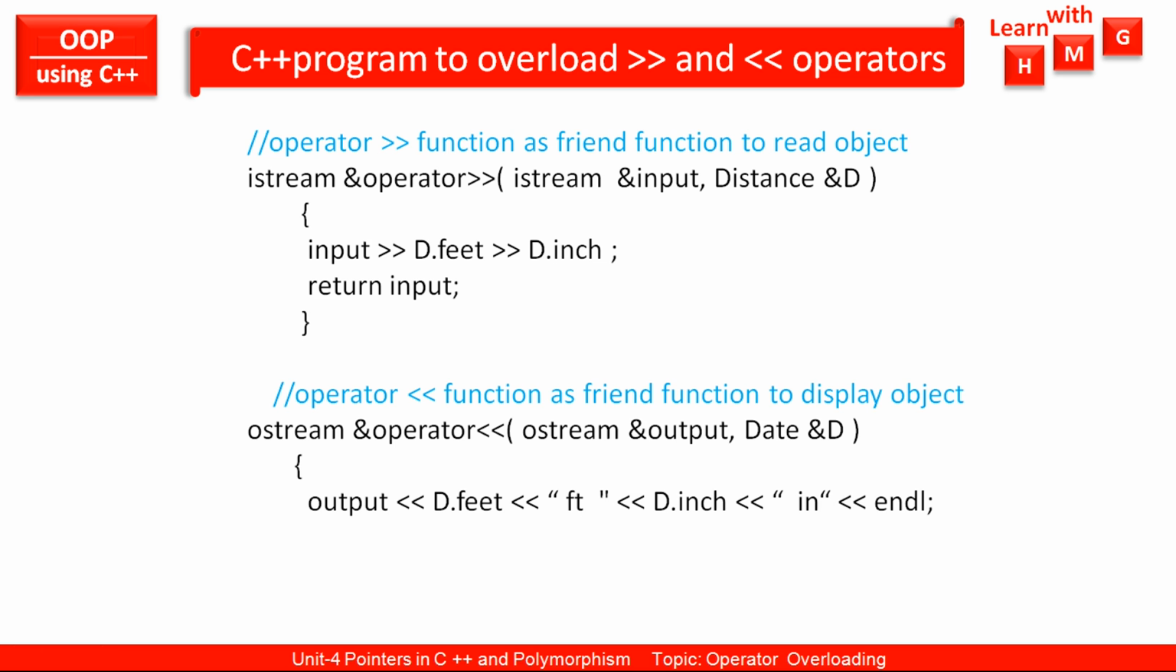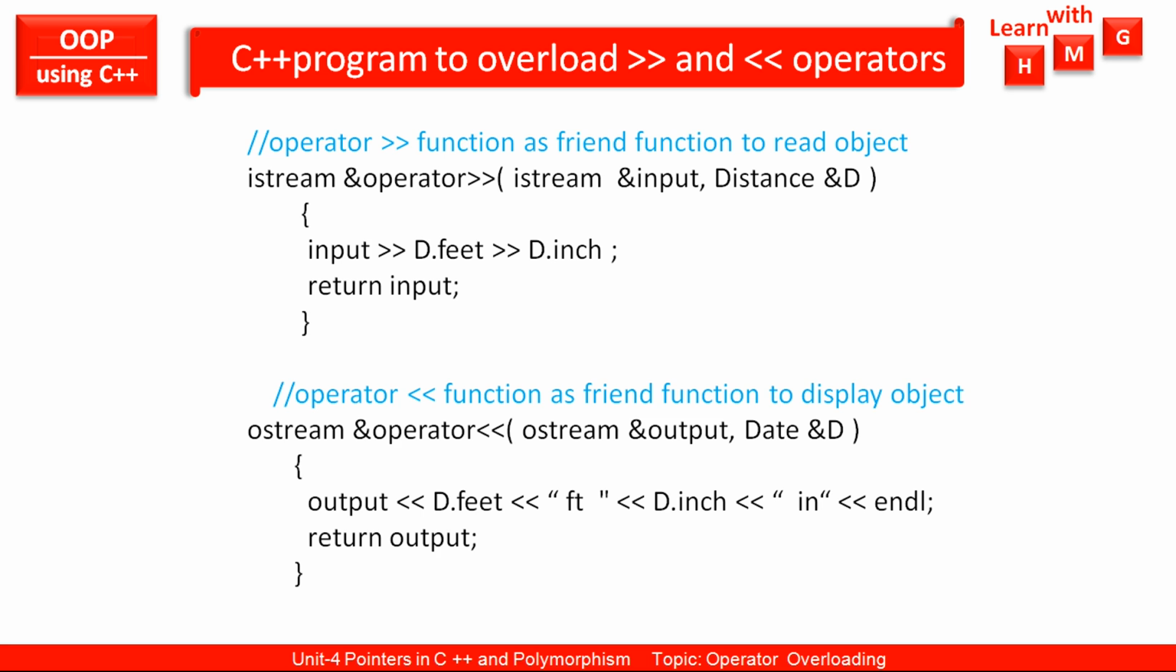The data members feet and inch of D object are displayed like this. Output insertion operator D.feet, insertion operator, that feet is the unit, and insertion operator D.inch, insertion operator, in represents inch as a unit, end of line, and return the object output.